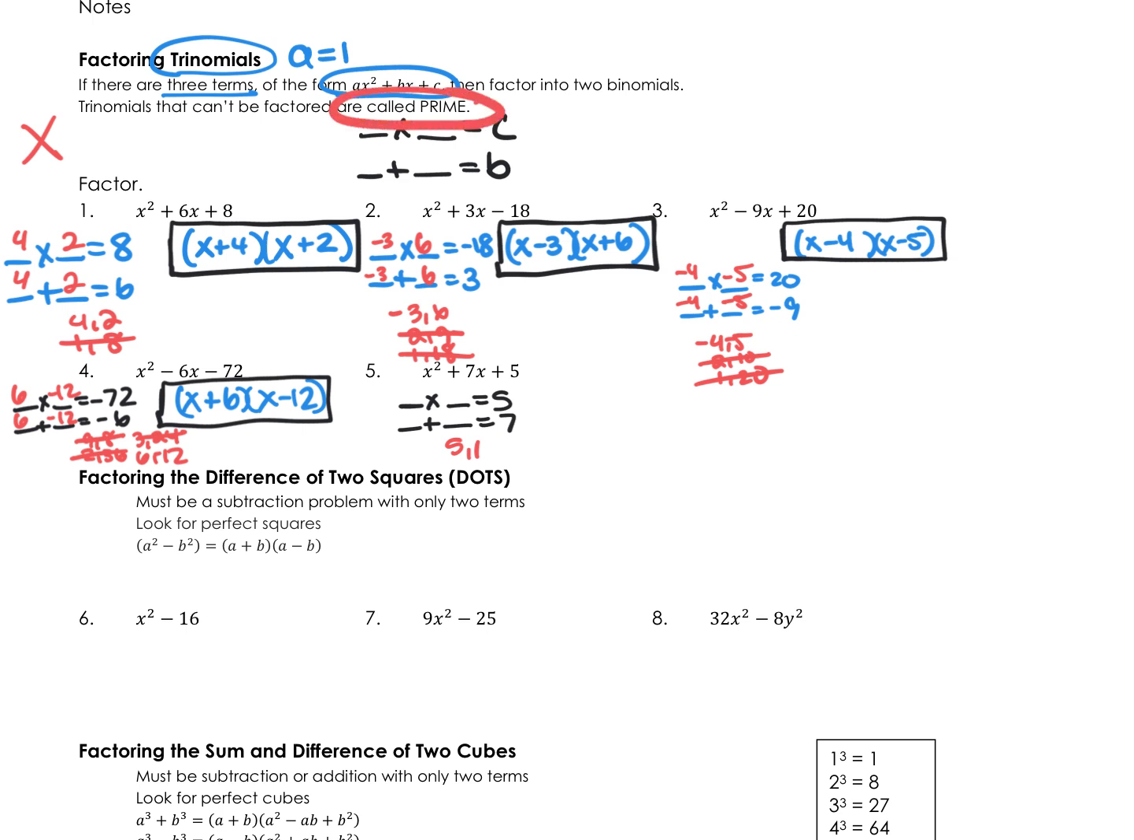And if it's not possible, those are called prime. Remember, a prime number is something that only has factors that are itself and 1. So an equation is prime if you can't factor it. Okay, so if it's not factorable, we call it prime.